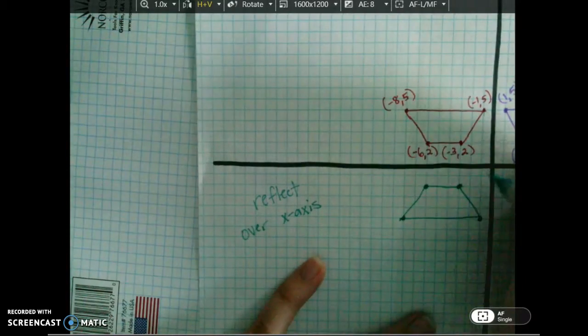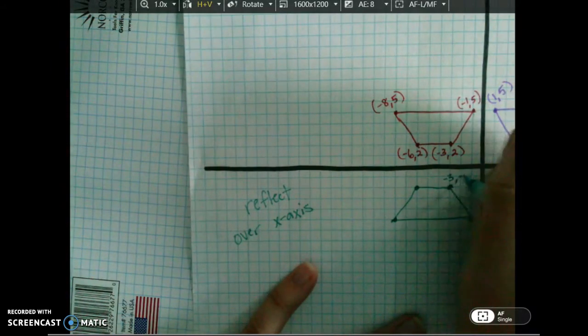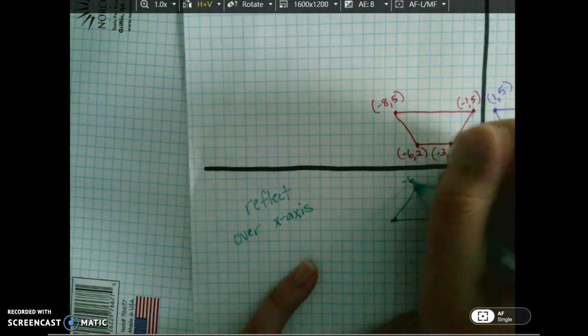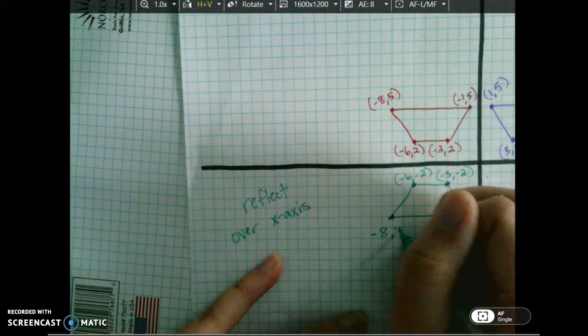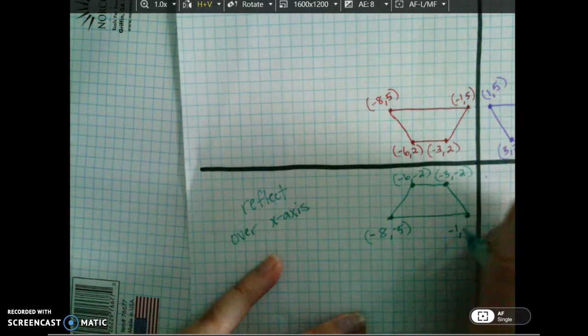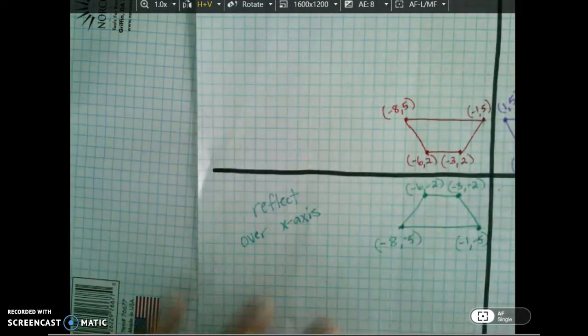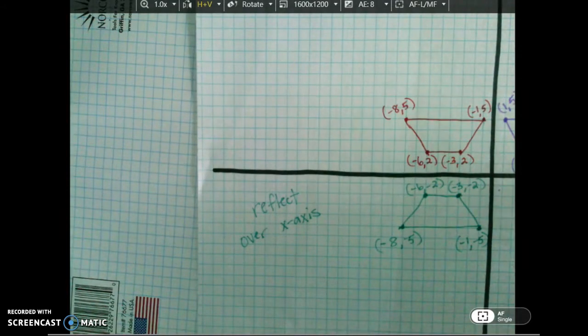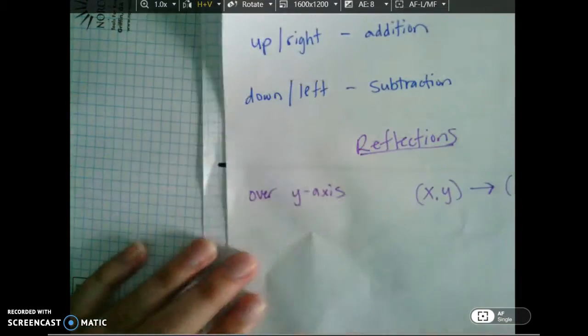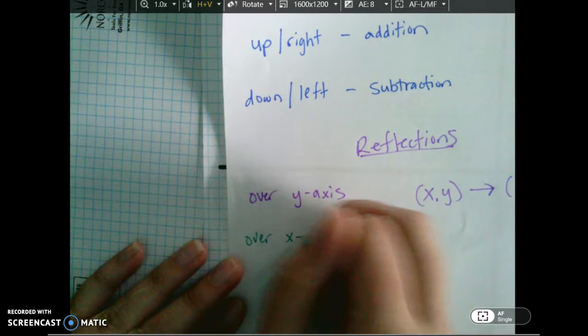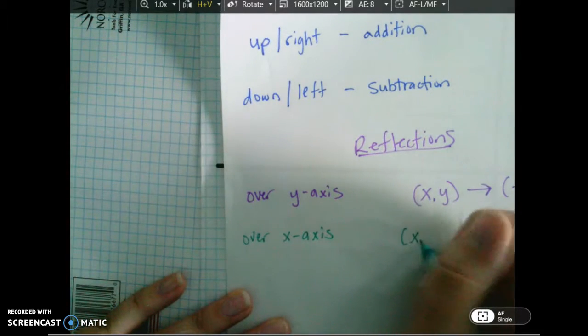Now if I look at these points, I have negative 3, negative 2, negative 6, negative 2, negative 8, negative 5, and negative 1, negative 5. What do you notice between the red trapezoid and the green trapezoid? What happened to the points? If you look, all of my x's stayed the exact same, but my y's turned negative this time. So we could say that when we flip over the x-axis, if I start with the point x, y, this time my y's are going to change sign.